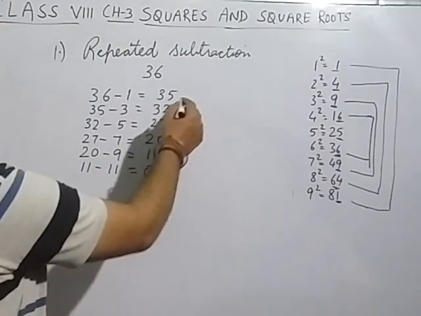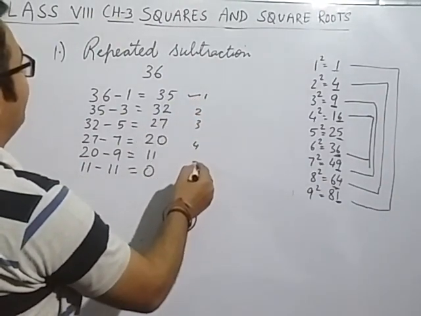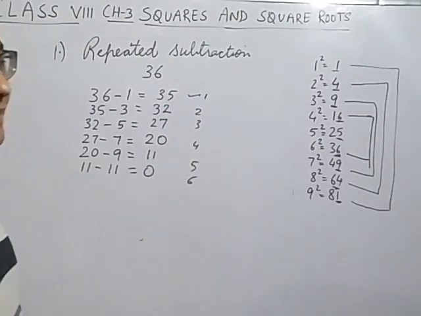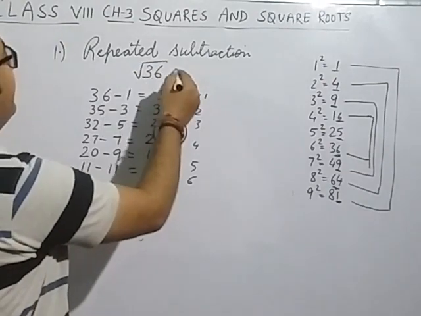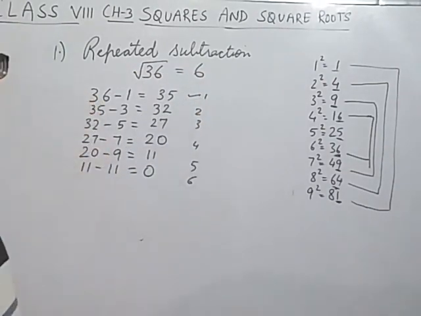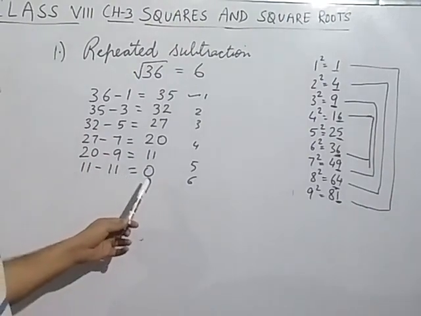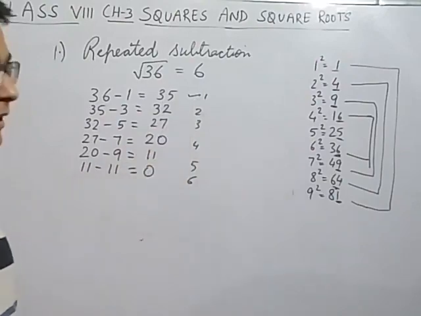How many steps? 1, 2, 3, 4, 5 and 6. So in 6 steps I have got the result as 0. So I can write square root of 36 is equal to 6. Whatever the number of steps will be there to reach the answer as 0, that will be the square root of that number. Okay.